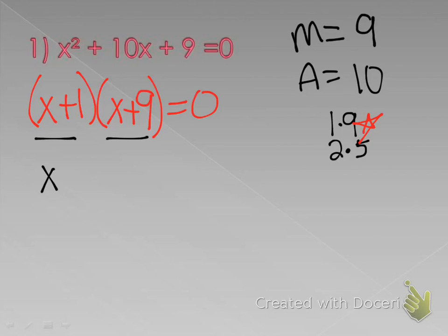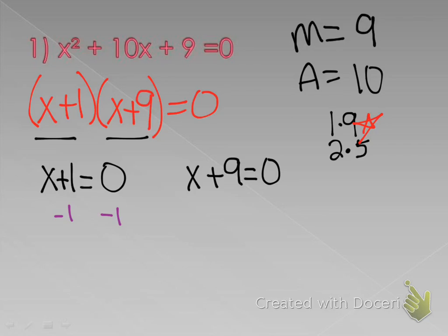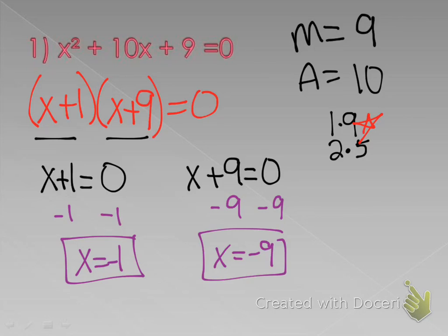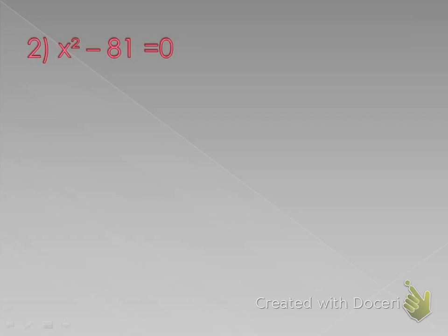So you can set x plus 1 equal to 0. You can set x plus 9 equal to 0 and then solve for your x. So minus 1, x equals negative 1. And minus 9, x equals negative 9. Once again, as you're writing, try to eliminate the different methods until you're left with the method that's going to work.